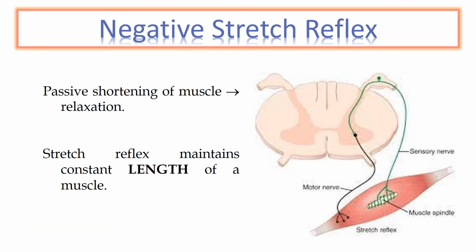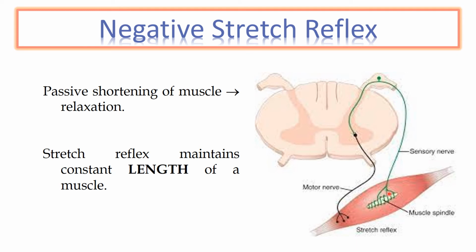What is the negative stretch reflex? The negative stretch reflex is passive shortening of the muscle. Here the muscle is shortened passively, not by active contraction. Passive shortening of the muscle will inhibit the muscle spindle, so there is no discharge from the muscle spindle, and the muscle will be relaxed. It's the contrary, it is the negative aspect of the stretch reflex.